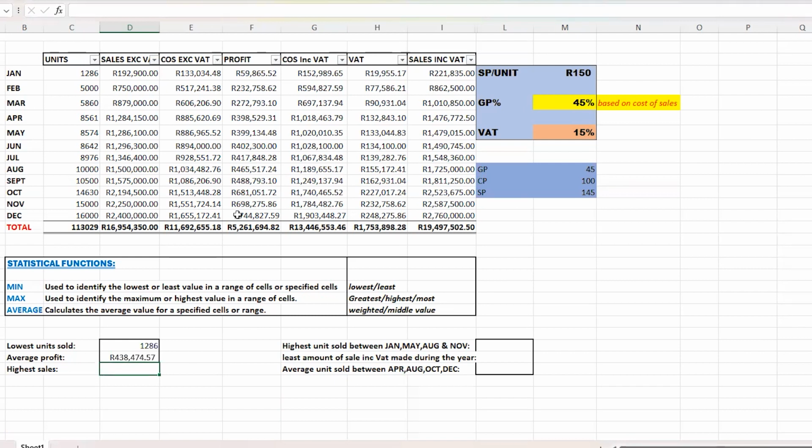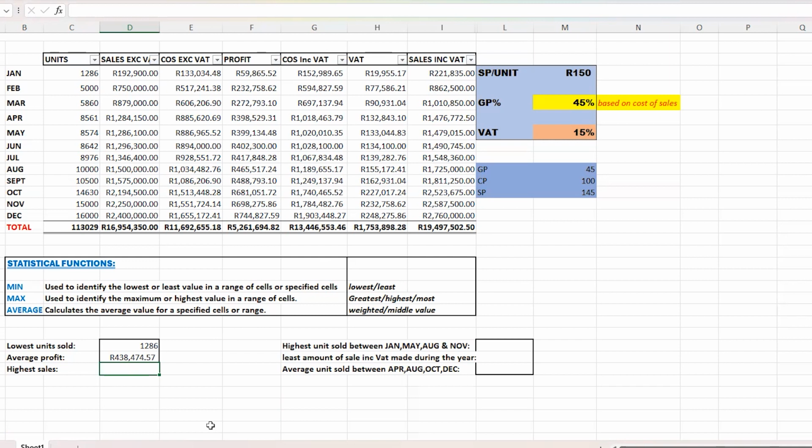All right, so this gives me the average profit that I made during the year. Okay, so if I have to basically tell somebody how well is your business performing, I can say on average I'm making 438,474 rand 57 cents. I can say that's on average what I'm making. So basically the business is doing well. All right, then let's go to the next one.